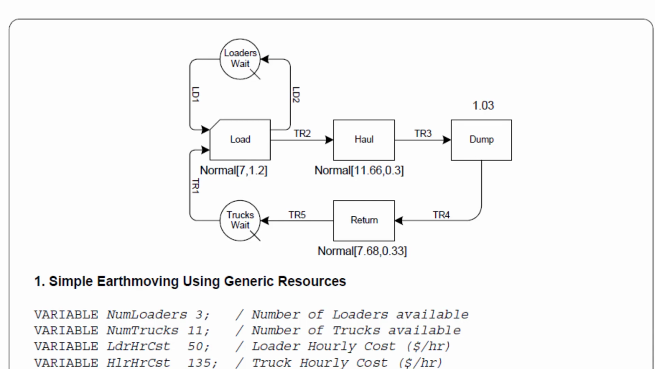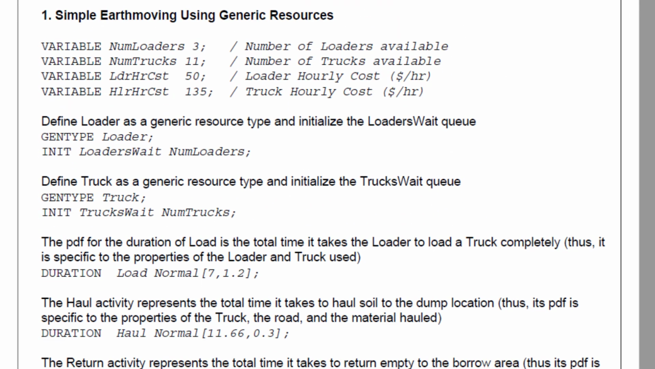On this particular page, the graphic itself, the network, shows the stroboscope model as developed in the graphical user interface for stroboscope. The rest of the text, beginning with the line "simple earth moving using generic resources," is simply text that has been placed on the Visio page to explain the main elements of this particular model. In other words, it explains the important stroboscope statements that we will examine in just a moment.